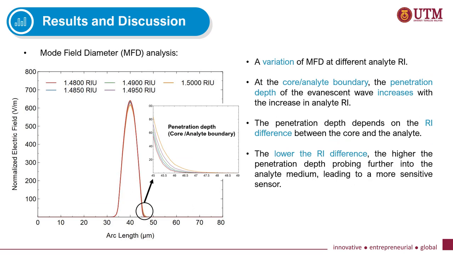So here is the variation of mode field diameter at different analyte refractive index. So at the core analyte boundary, the penetration depth of the evanescent wave increases with the increase in analyte refractive index. The penetration depth depends on the refractive index difference between the core and the analyte. So the lower the refractive index difference, the higher the penetration depth, probing further into the analyte medium, leading to a bit more sensitive sensor.